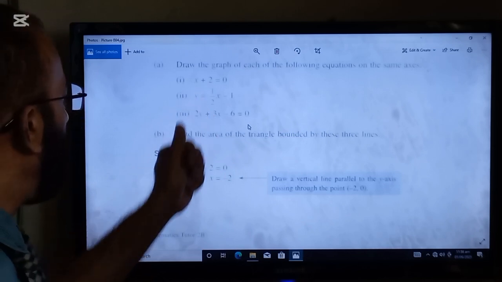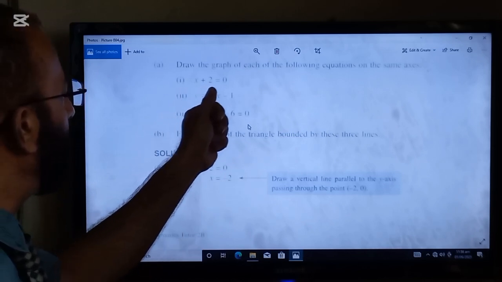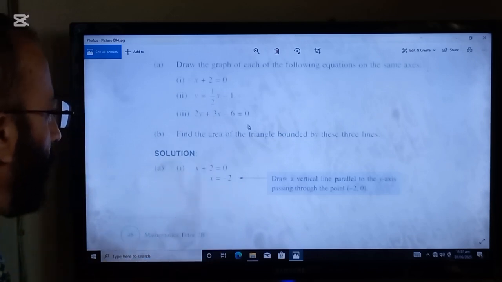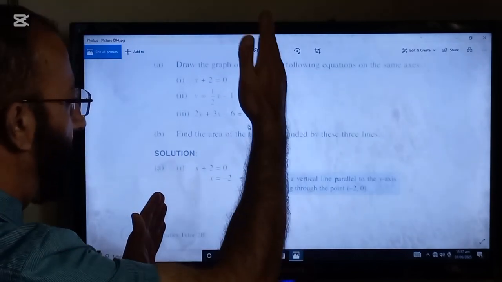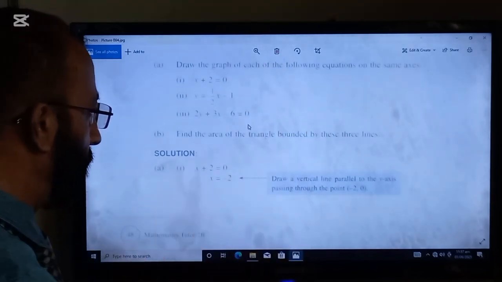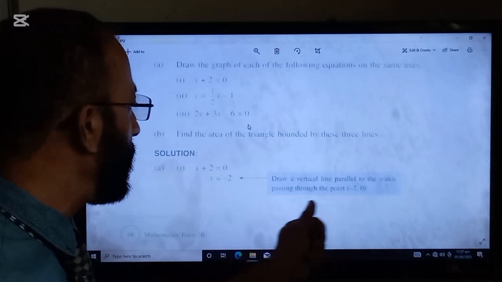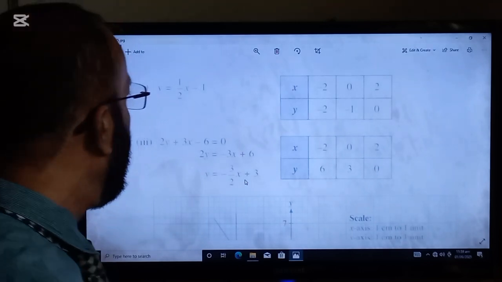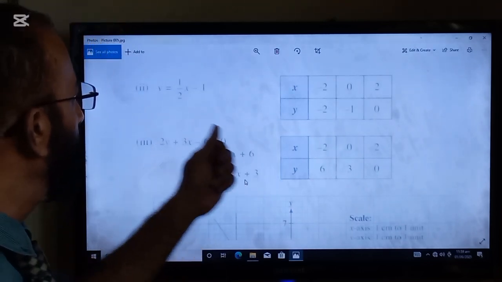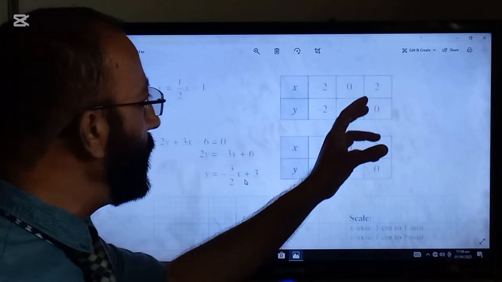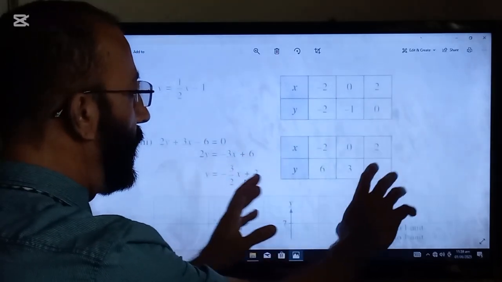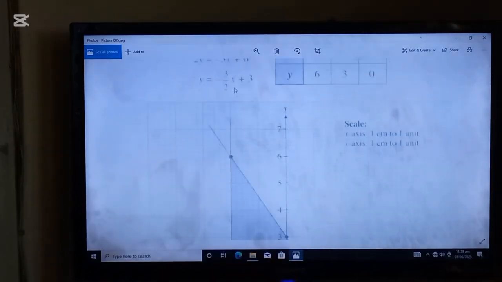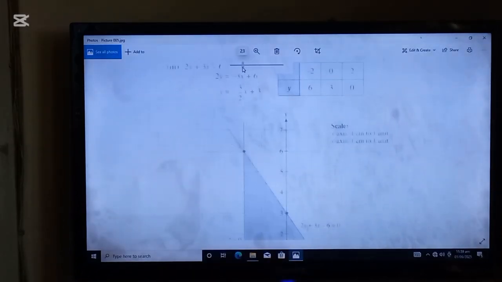So in the first part, the equation is x plus 2 is equal to 0. So from here, x will be equal to minus 2. That will be a vertical straight line parallel to the y-axis. So draw a vertical line parallel to the y-axis passing through the point minus 2, 0. And we will make the table of values for the other two graphs. We will take at least 3 values. So these are the tables of values. And after that, these graphs will be drawn on the same graph paper like this.